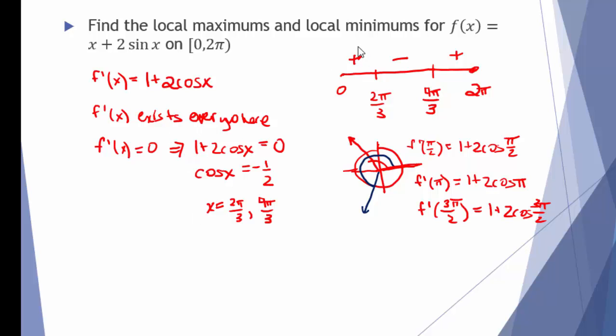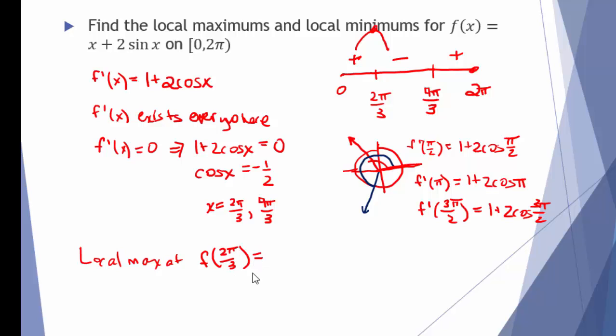Notice your first derivative changes sign from positive to negative at 2 pi over 3. That means your original function goes from increasing to decreasing. You're going to pick up a local max. So we get a local max at f of 2 pi over 3.